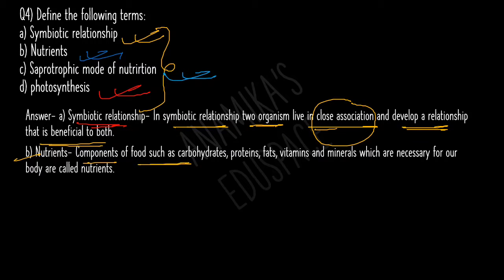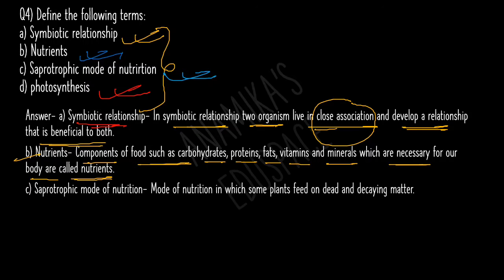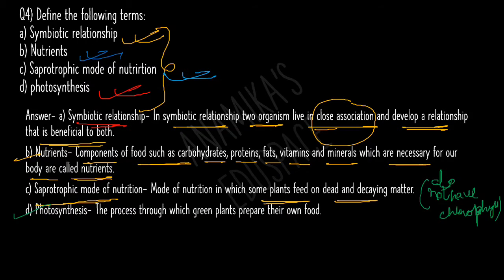Next. Number 2. Nutrients. Components of the food such as carbohydrates, proteins, fats, vitamins, minerals which are necessary for our body are called nutrients. Next. Saprotrophic mode of nutrition. Mode of nutrition in which some plants feed on the dead and decaying matter is known as saprotrophic nutrition. Why? Because I said there are some non-green plants which cannot make their own food because they do not have the chlorophyll. Yes, students?